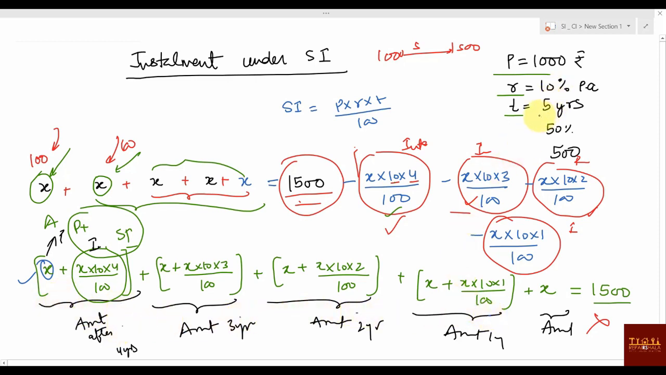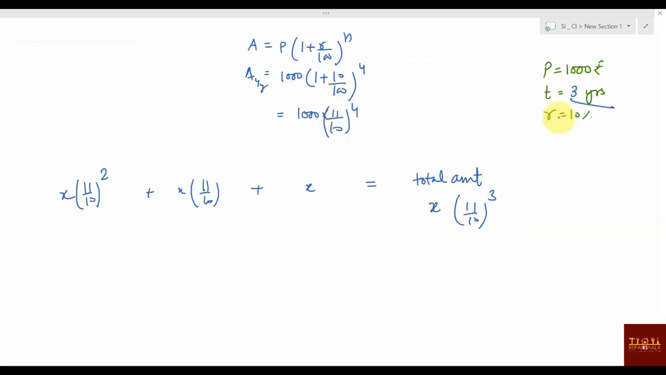Means if your number of years is 5, it will start from 4. Same here also in CI, you would say that if number of years is 3, it will be starting from 2, 1, 0. And then here it will be total for 3 years. You can solve this thing and get the answer, right?